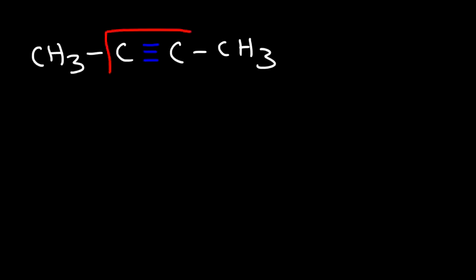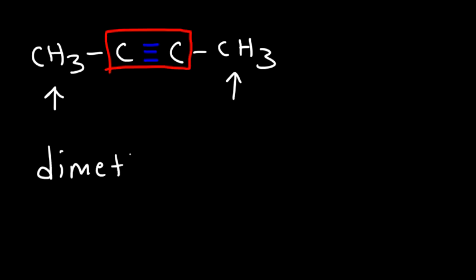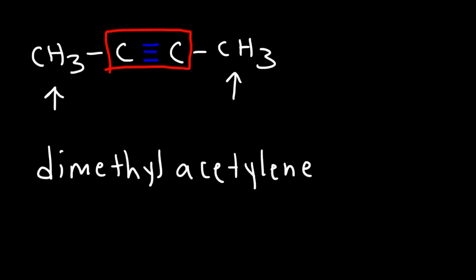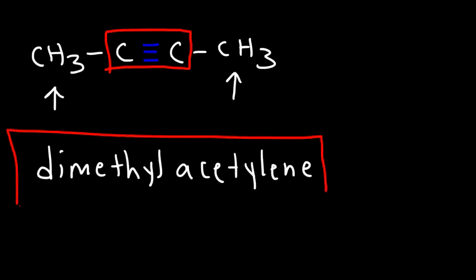So based on that example, go ahead and try this one. Write the common name for this molecule. So let's focus on the acetylene portion of the molecule. And notice that we have a methyl group on the left and on the right. So therefore, this is going to be called dimethyl acetylene. Dimethyl acetylene. And so hopefully you're getting the hang of how to write the common names of alkynes.